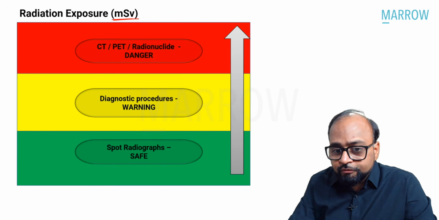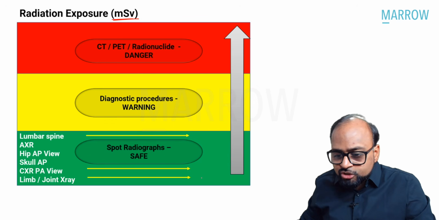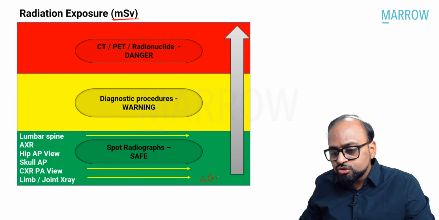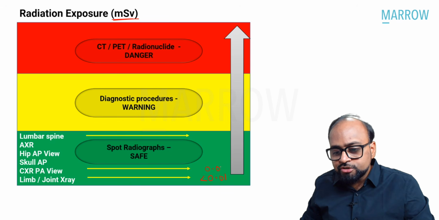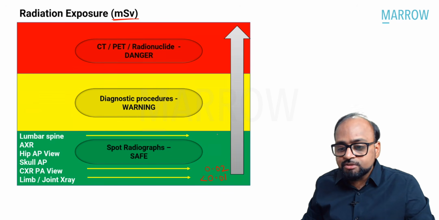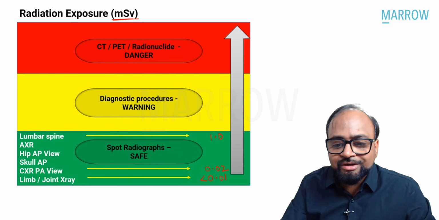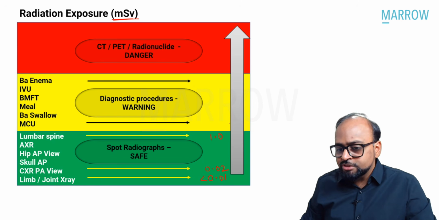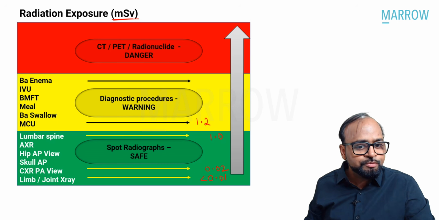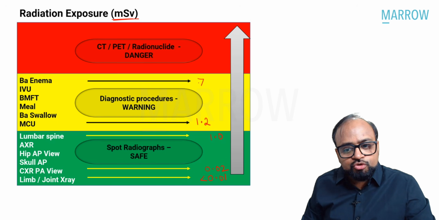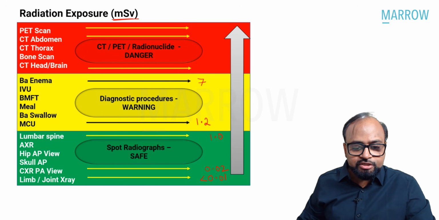So I want you to remember a few important radiation exposures. Remember, spot radiographs are what? X-rays basically. So limb X-ray, joint X-ray has an exposure of less than 0.01 millisieverts. Chest X-ray PA view has an exposure of 0.02 millisieverts, whereas lumbar spine has an exposure of around 1.0 millisieverts. Remember, these are important. In diagnostic procedures, remember minimum and maximum. So MCU, micturating cystourethrography, has a radiation exposure of around 1.2 millisieverts, whereas barium enema has a radiation exposure of around 7 millisieverts. In red zone, remember CT scan exposures, very, very important.